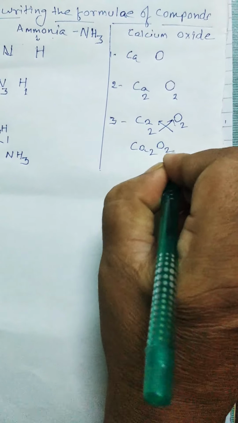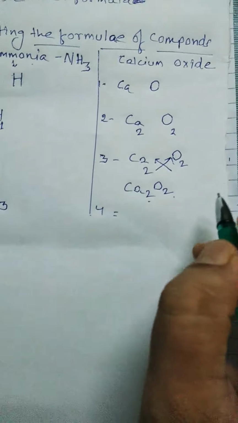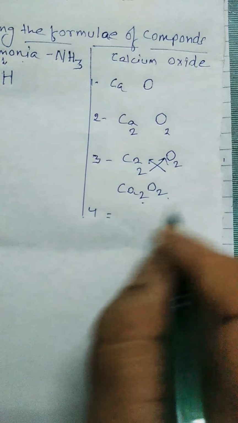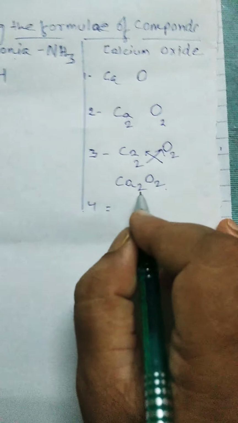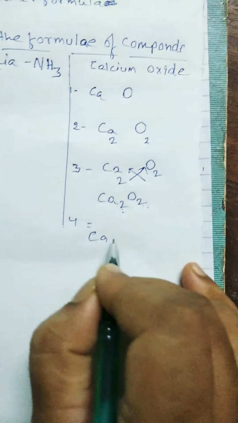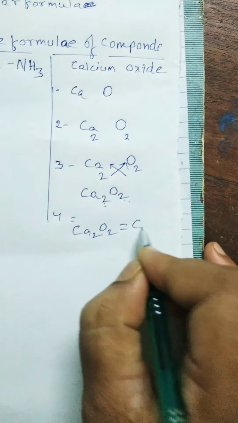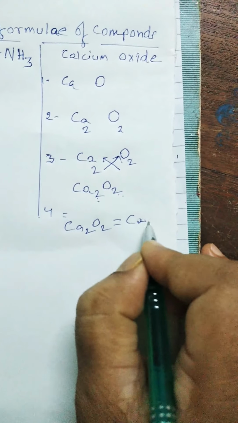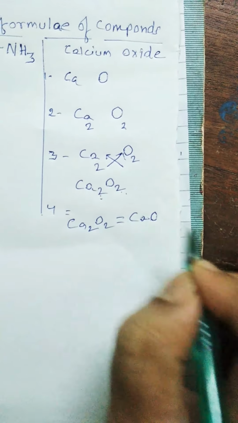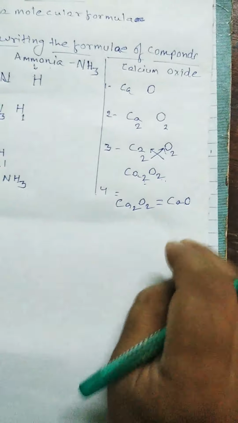Ca2O2. In the fourth step, when these valencies are the same in both the elements that form the compound, you do not write these valencies. So what you will write here next, Ca2O2 is equal to just like this one, CaO. Okay. In this way, you have to write the formula of the compound. Thank you.